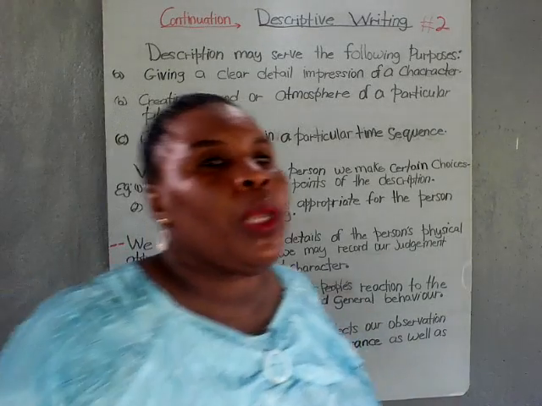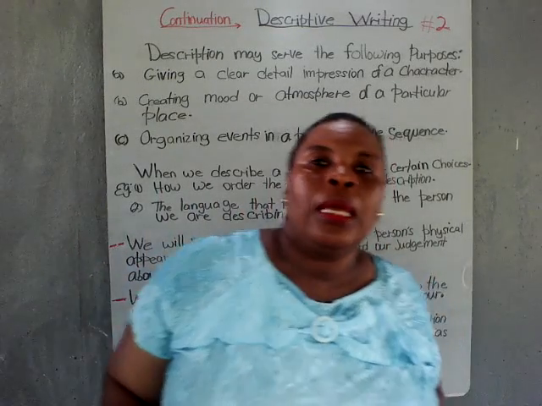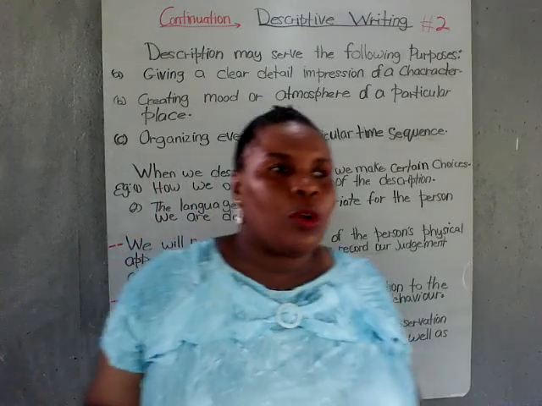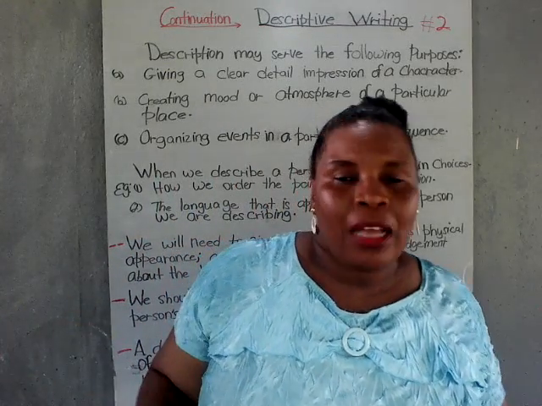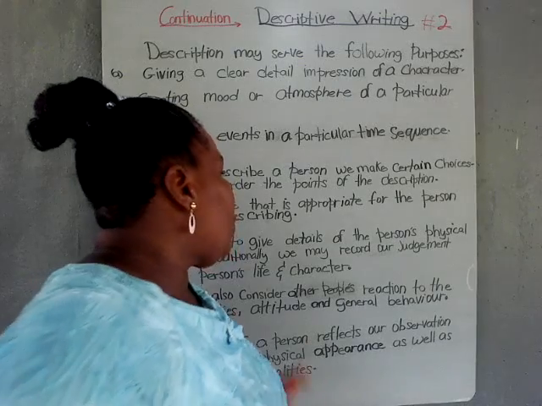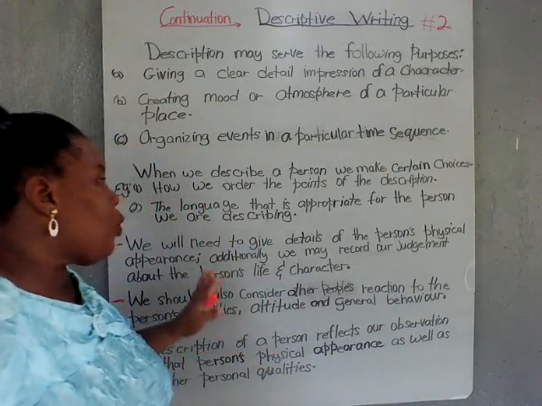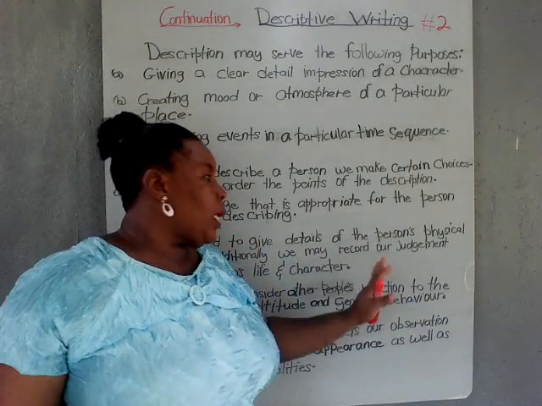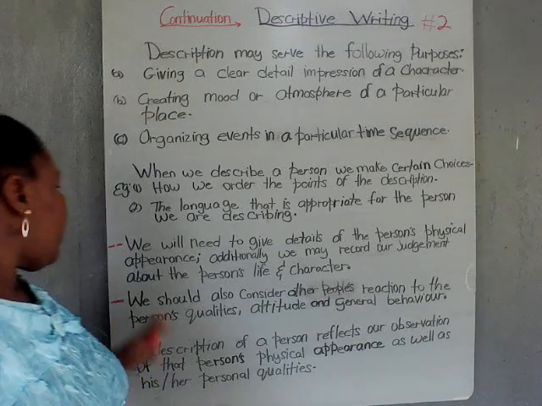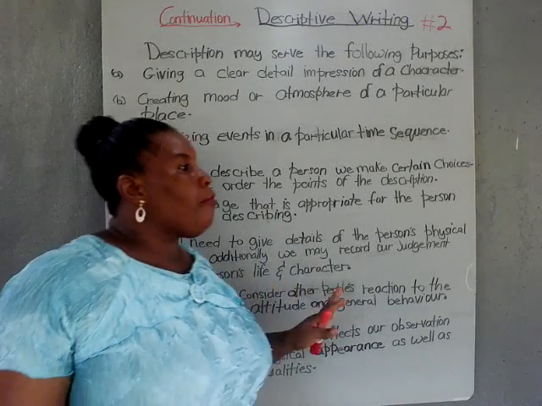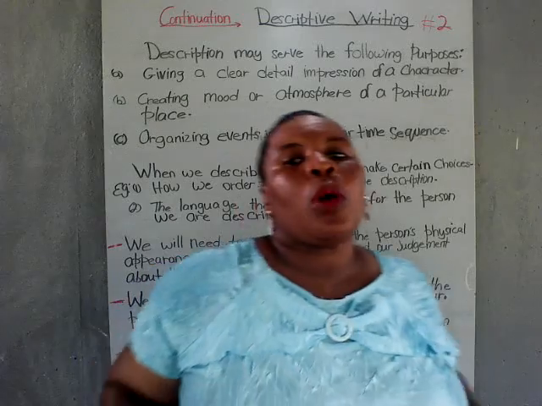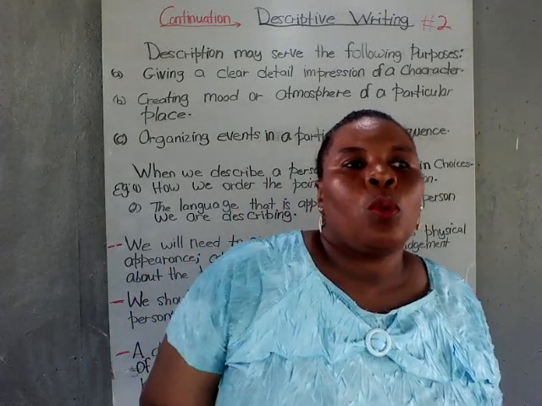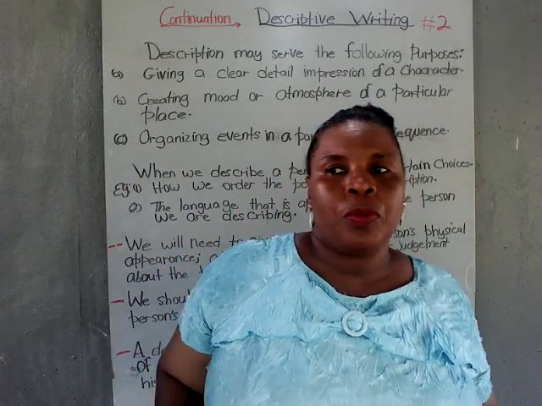Okay, our judgment could be correct and it could be incorrect. Our judgment doesn't necessarily have to be the facts. All right, so it says there we could record our judgment about the person's life or character. So our judgment is what we conclude about that person, all right?